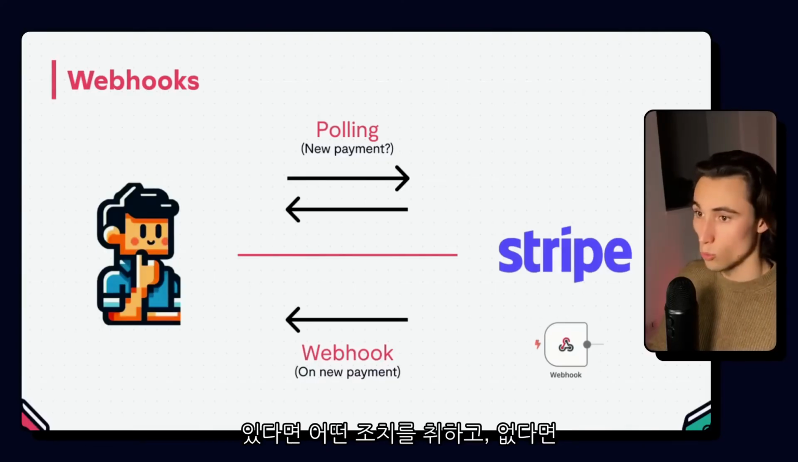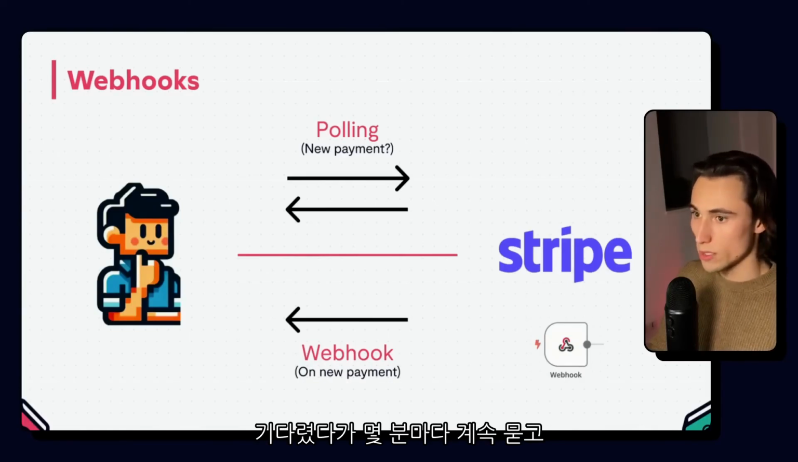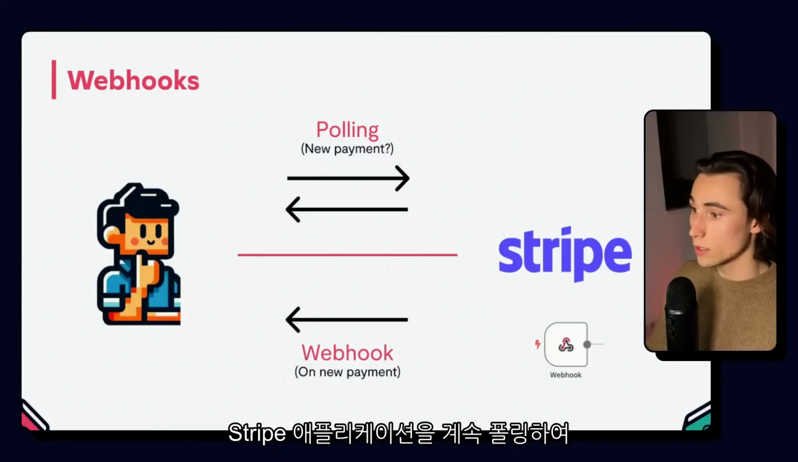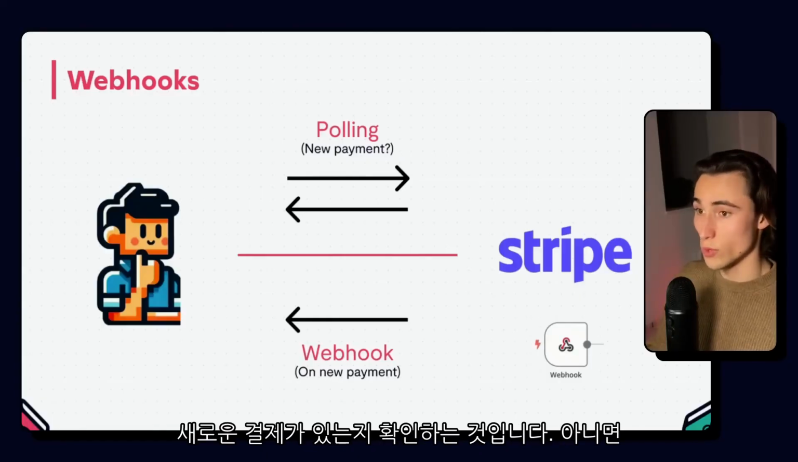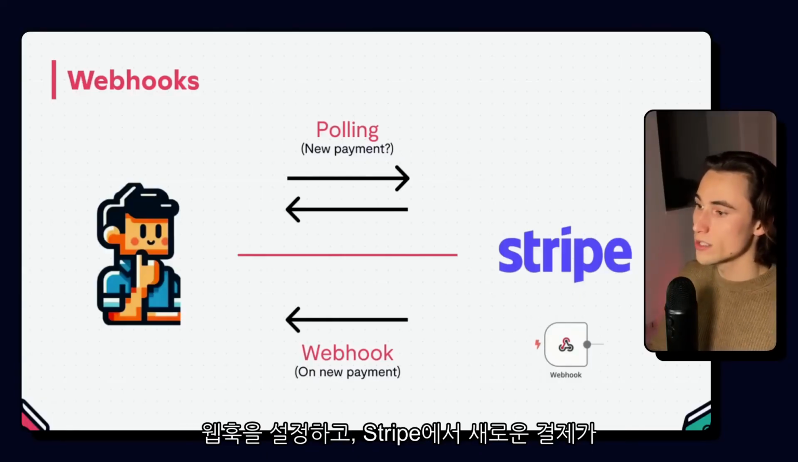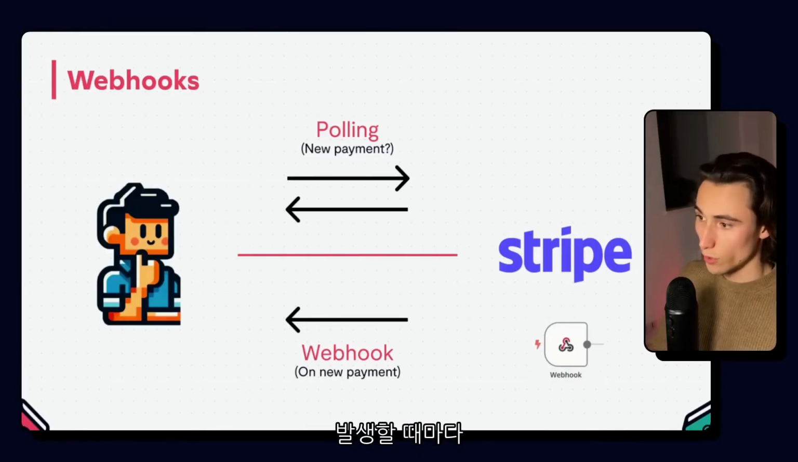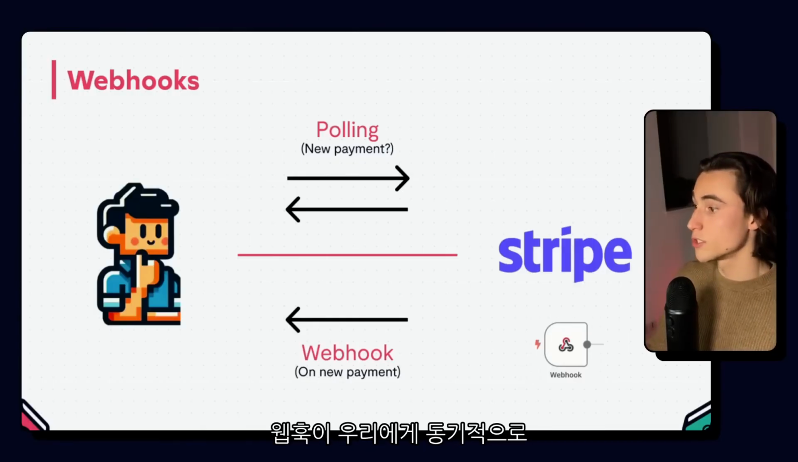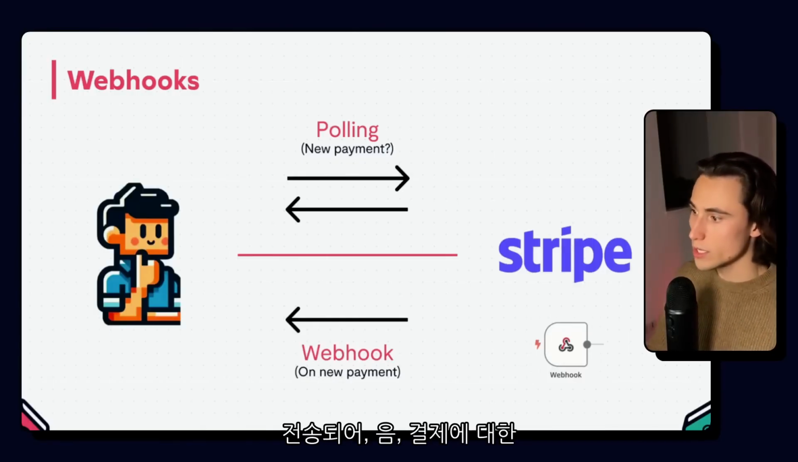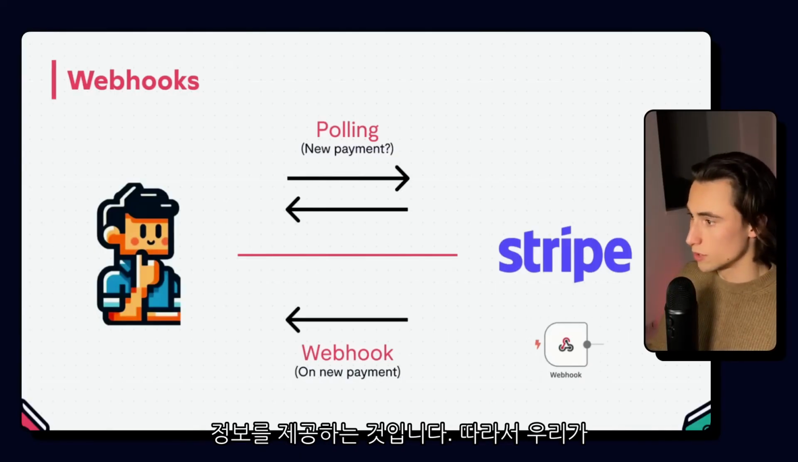If no, wait. And every few minutes, keep asking and keep polling the Stripe application to see if we have a new payment. Or we can set up a webhook. And every time that a new payment is made in Stripe, a webhook is going to be sent to us synchronously, giving us the information on the payment.